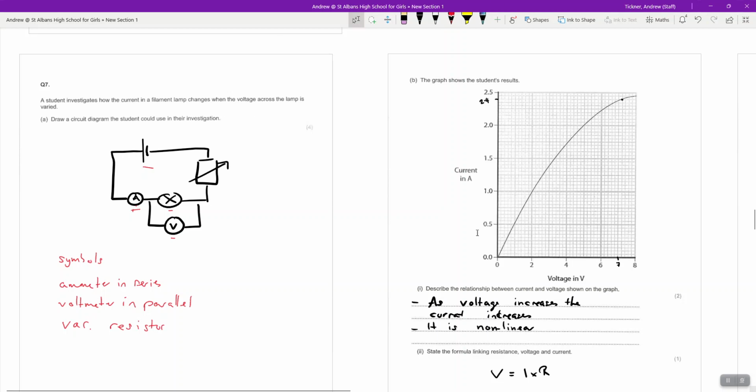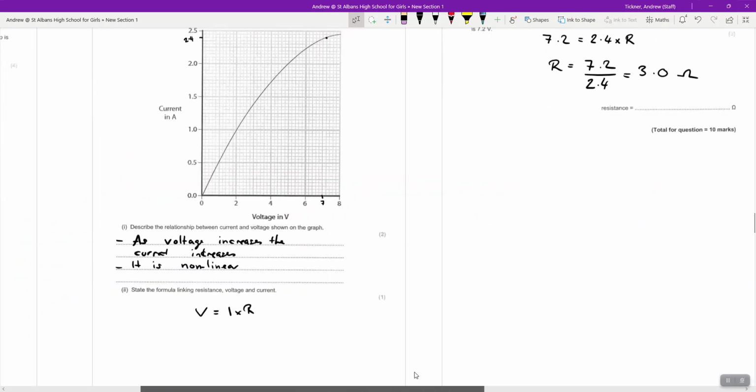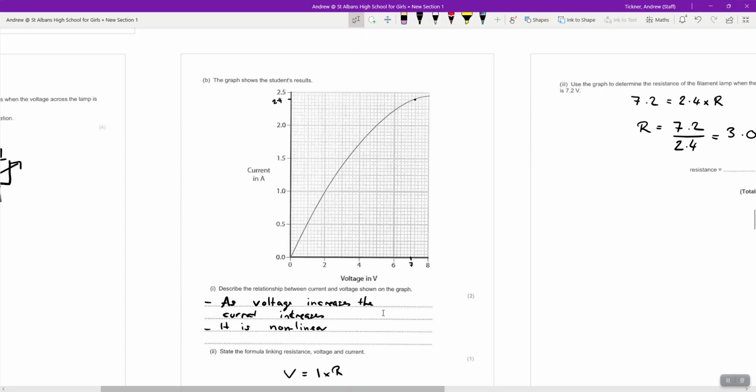Okay, then they have the student results, and they say, right, describe the relationship. So not explain, we're not asked to talk about the fact that bulbs get hot. Describe the results. Whenever you're describing results, say, as the thing on X happens, what happens to Y? So as voltage goes up, current goes up. That's your first mark. It is non-linear. That is a fancy way of saying it is a curved relationship. It is not a straight line. It is not proportional. So non-linear is the thing you want to say.